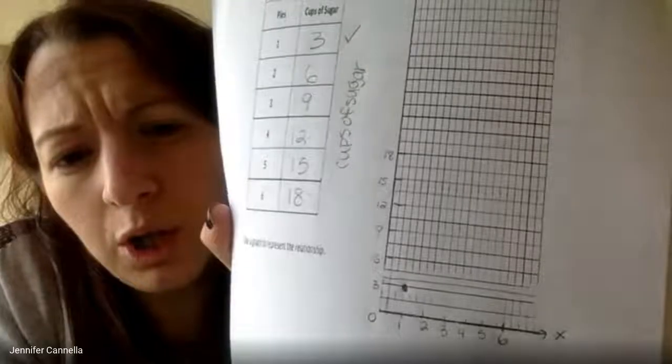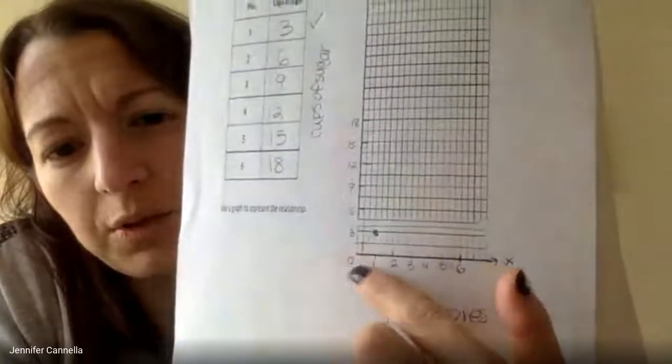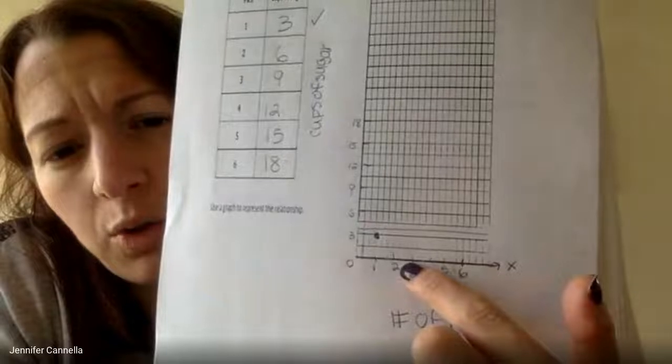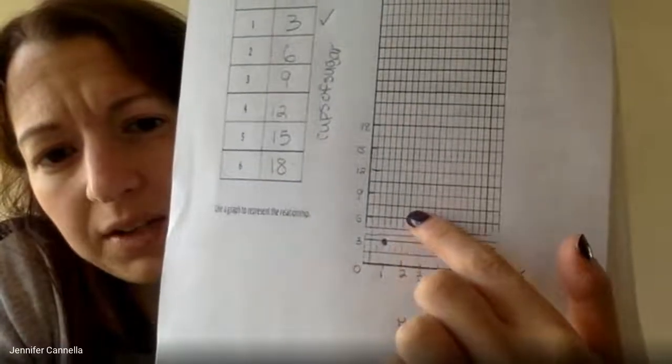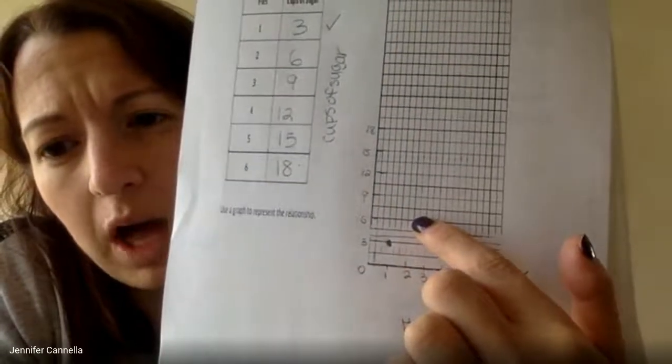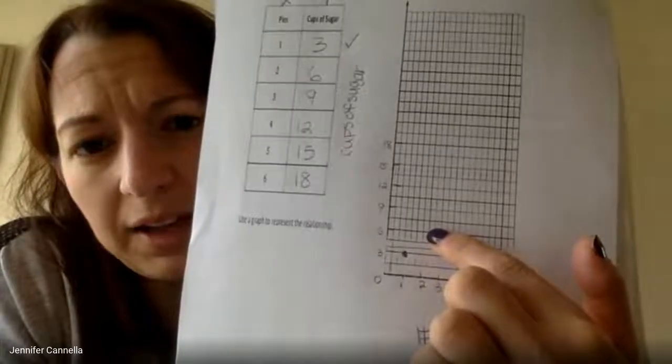So I'm going to go to 0. I'm going to crawl to 1. I'm going to go up to 3. I'm going to put a closed circle and a check. It looks like so. Now I'm going to find 2, 6. So I'm going to start at the origin, which is 0, 0. I'm going to walk over to 2, and then I'm going to walk up to 6 and put a closed circle on 2, 6 to show the X, Y.